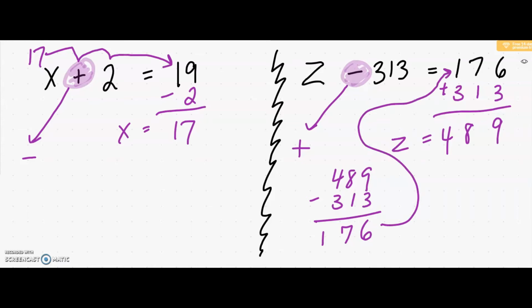And that's the video. Just remember the rules. Do the opposite of what the sign says. If it says to add, you subtract. If it says to subtract, you add.